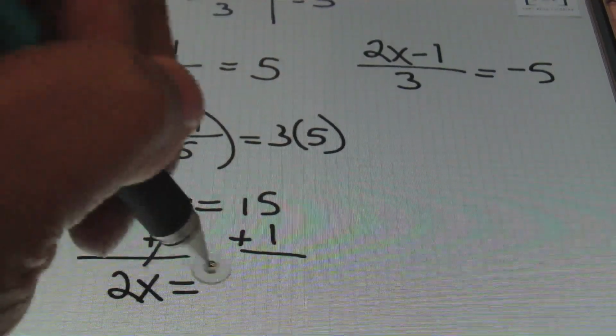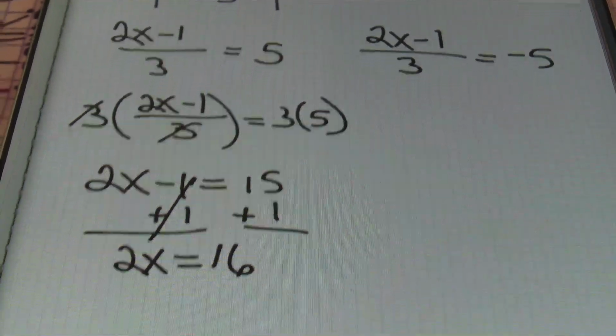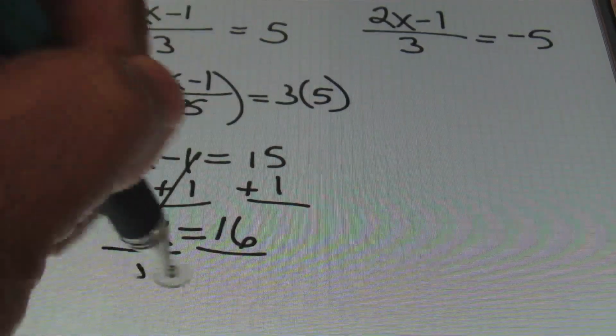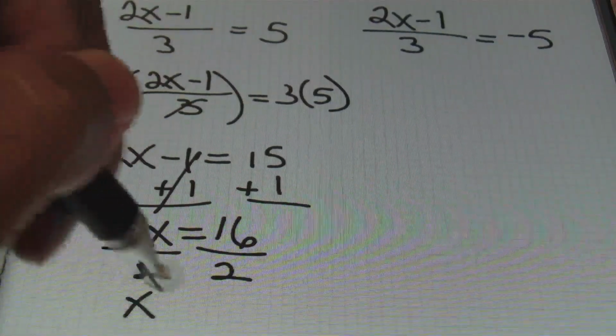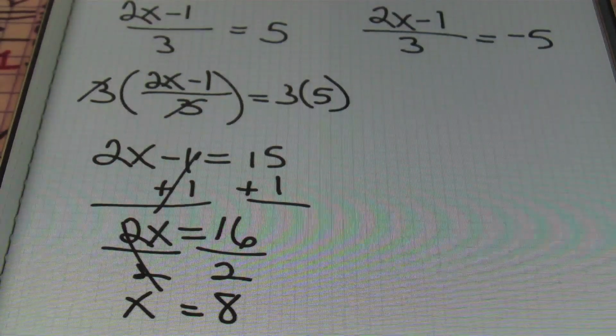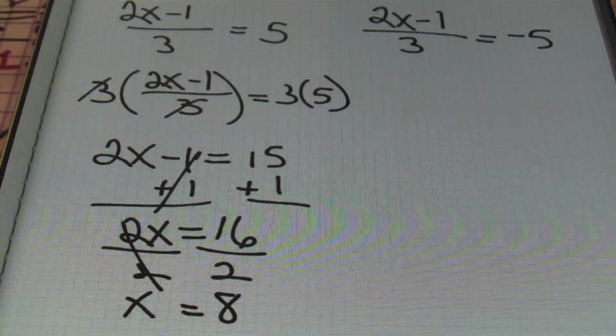I have 2x equals 16, and then finally, you got it, I need to do what? Yes, that's right, I need to divide both sides by 2. How did you know that? Good stuff. Not bad on your part. Okay, so x equals 8. Yes, that's a possible solution there.